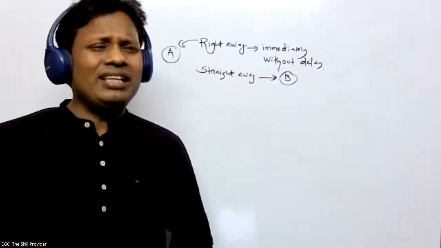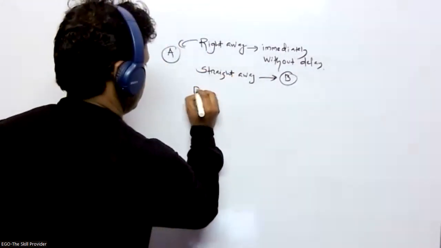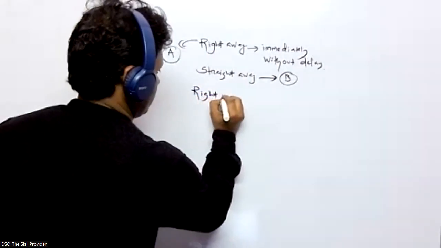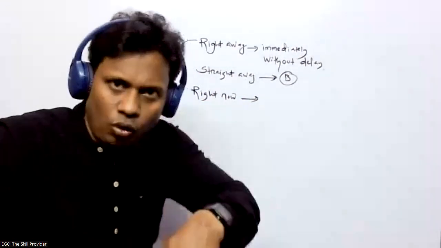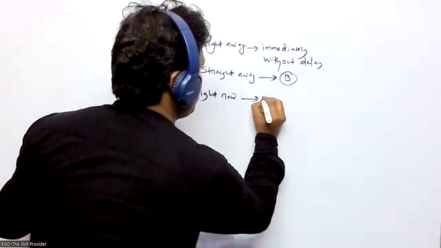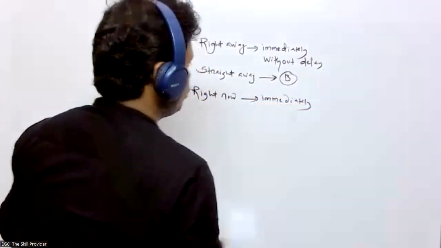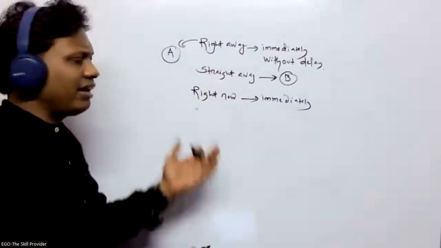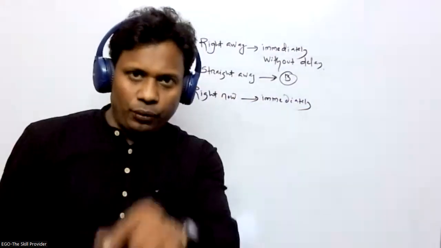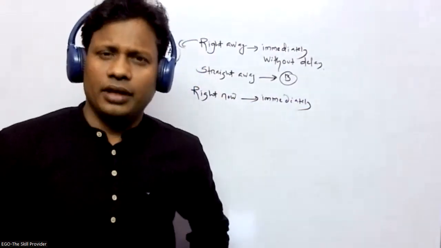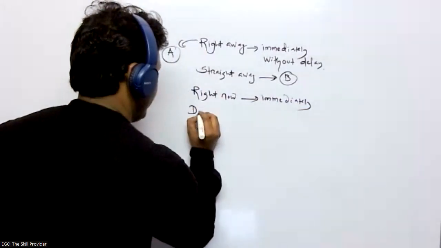Okay. And what is the difference between right away and right now? Right now also means immediately. So that is also immediately. So what's the difference between right away and right now? If I say do it right now, do it right away, is there a difference you are getting, my friends? Any difference there? Suppose I say, do it right away.